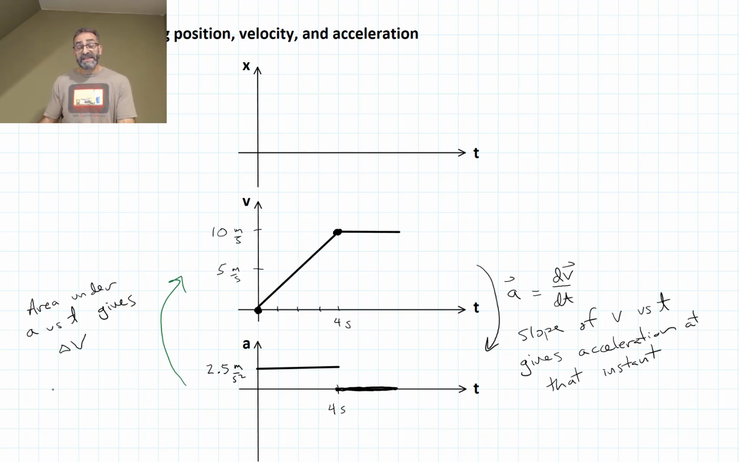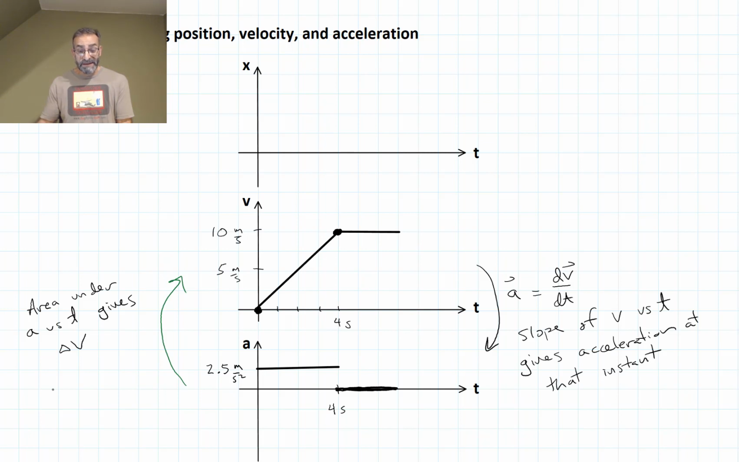But it doesn't give us the velocity at that instant. Remember, when you integrate, you always get this constant that comes out. That constant is for fixing our initial condition. What we get is the change in velocity, delta v. So the area under acceleration versus time should give us delta v.